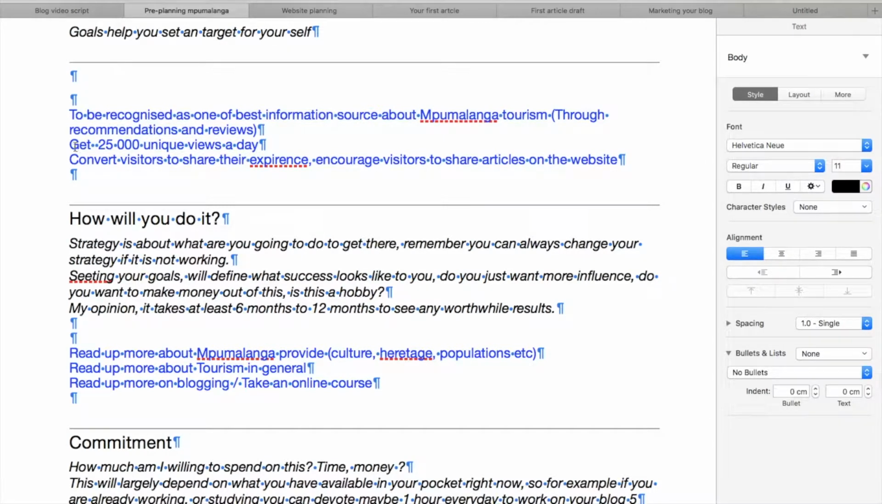The other goal that I set out for myself is to get 25,000 unique views a day. So when my blog is successful, I'll know my blog is successful when I get 25,000 visitors each and every day. And this is a goal that I'm setting out for myself. Maybe I should say in the next 3 years.